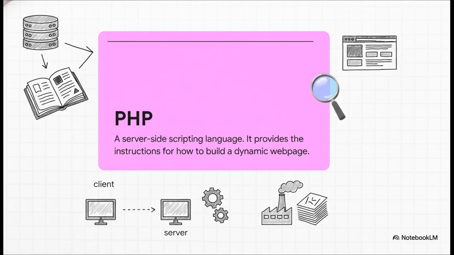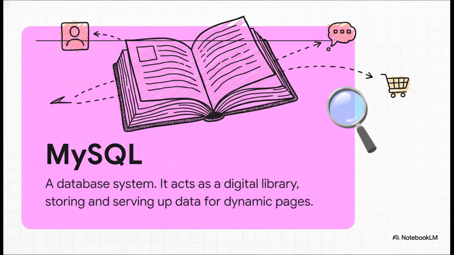It isn't just sending a file anymore, it's following a recipe to cook something up from scratch. And the information for that recipe? That comes from a database, something like MySQL. The best way to think of a database is like a gigantic, perfectly organized digital library. The PHP instructions can tell the server, hey, go to this library and pull me this specific information, like your name, your friend's latest posts, or the items in your cart.